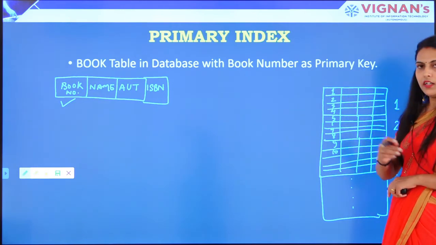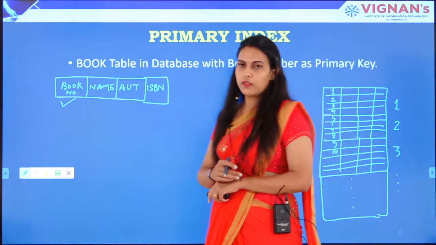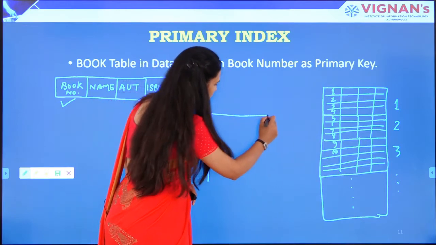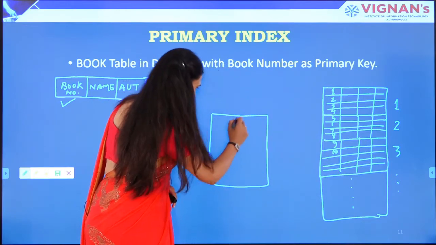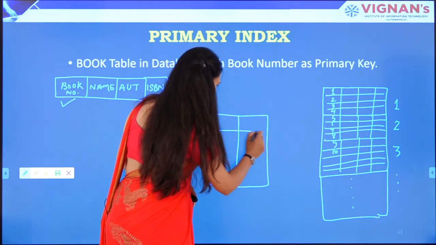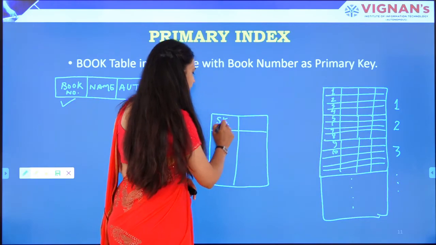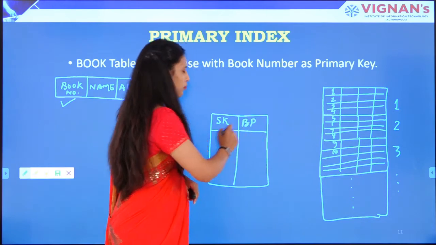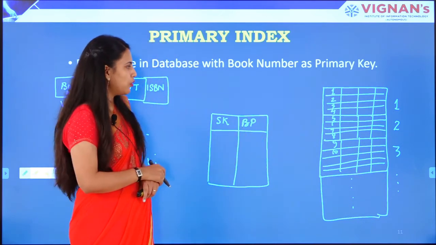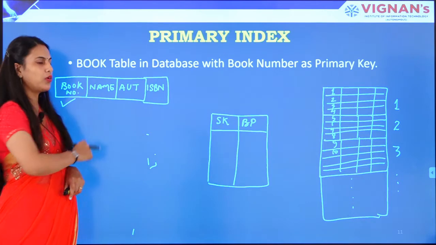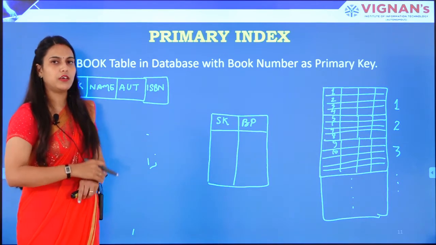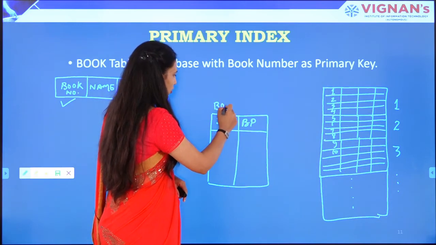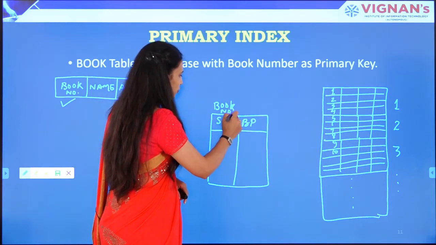Now we will maintain an index table also. As we discussed, the index table will have 2 attributes. One is the search key and the other one is the block pointer. If we have created the book number field as the primary key of the table, then book number will be the search key also.